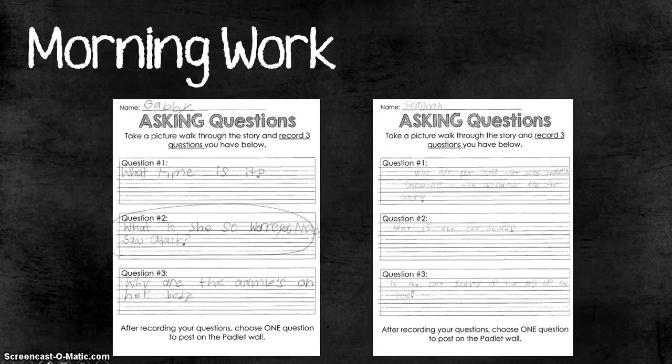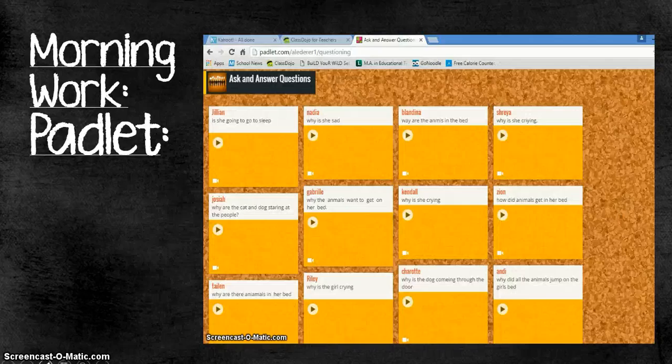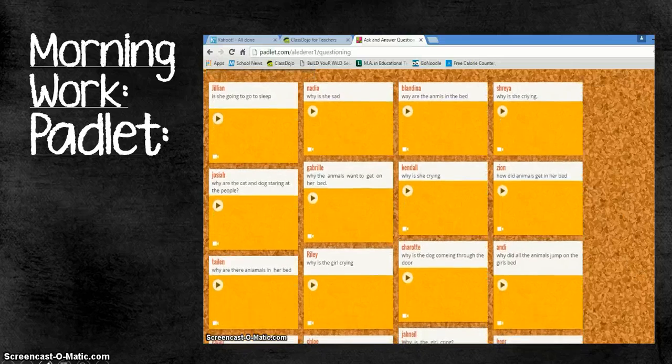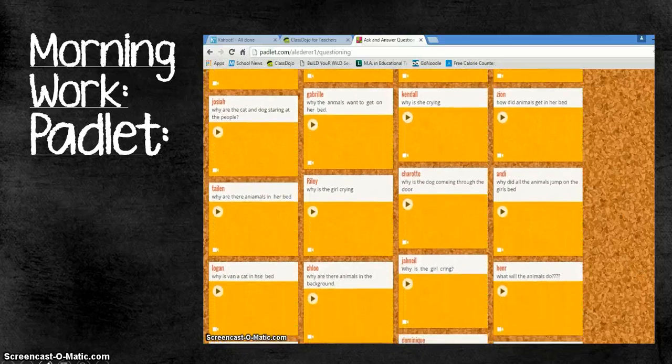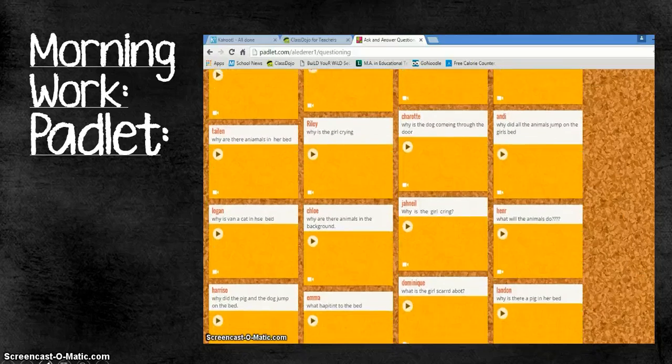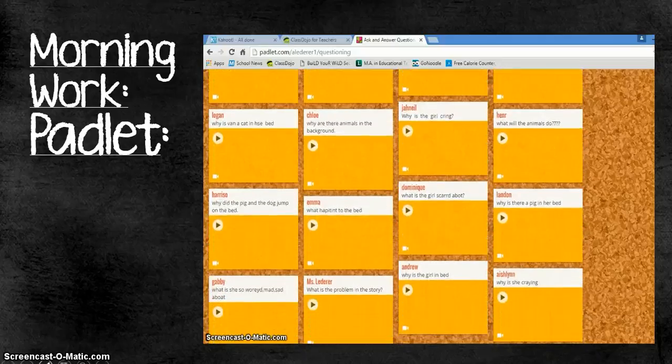After recording the 3 questions that they had, they needed to pick 1 question to post for the class. And you can see the little girl on the left circled the question that she was planning on posting. The second part of the morning work was to post that 1 question to our Padlet wall for the lesson. So the students went to the Padlet wall that I had assigned them and created, and they posted their 1 question to that wall.